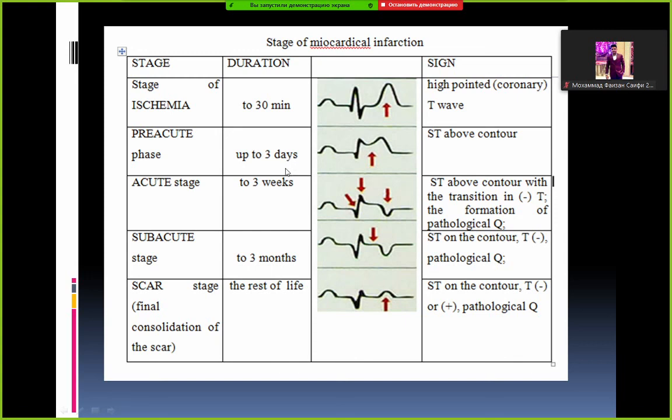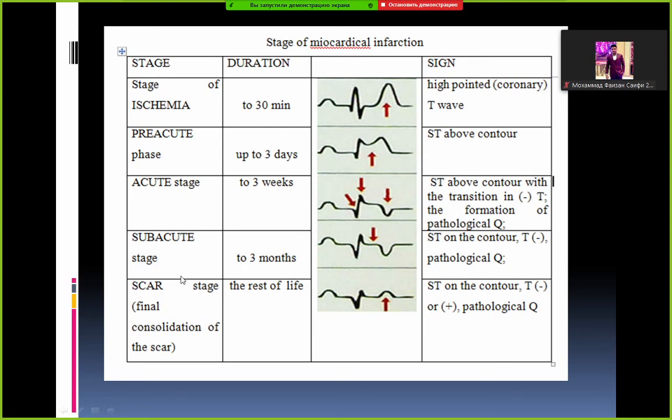It considers ischemic injury of myocardium, and ECG symptom is ST elevation with developing of monophasic curve. The next stage is acute stage. It lasts for 3 weeks, and it is characterized by formation of pathological Q wave and negative T wave.